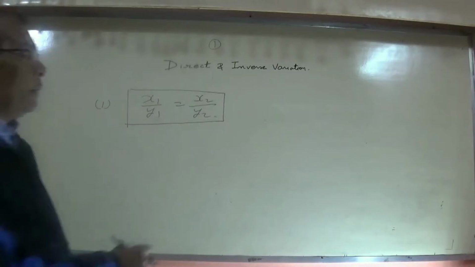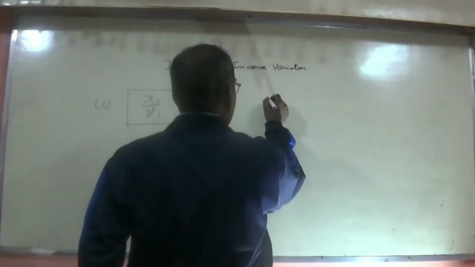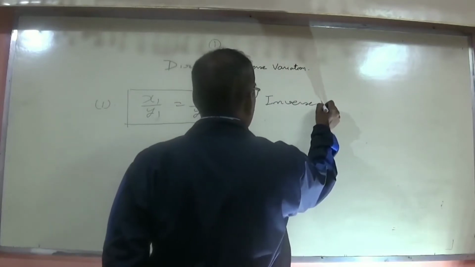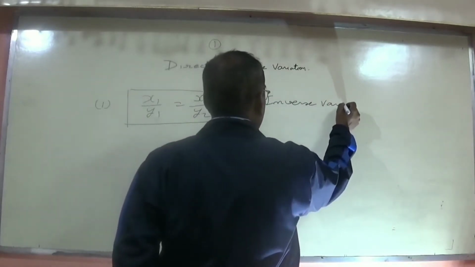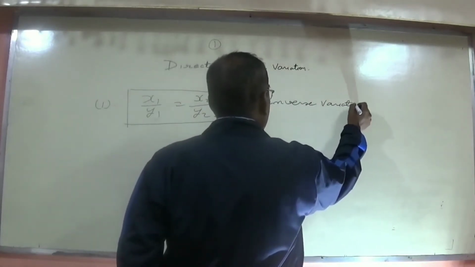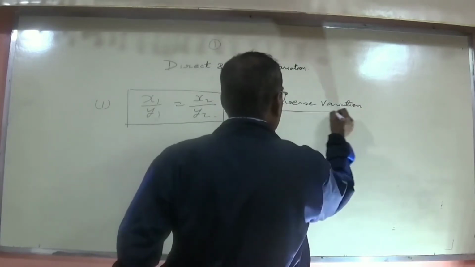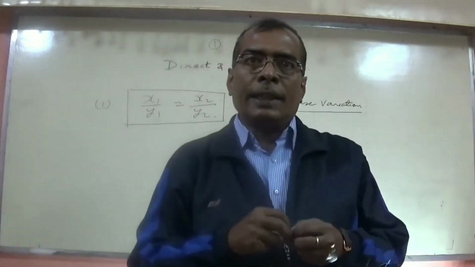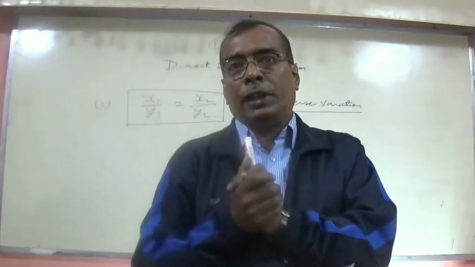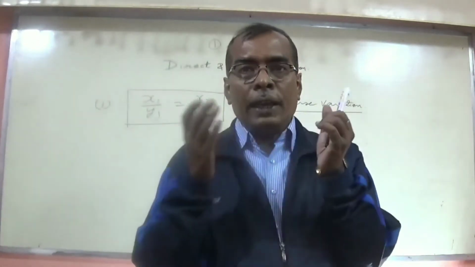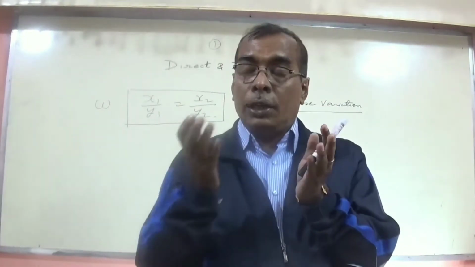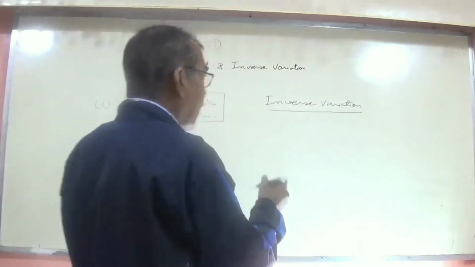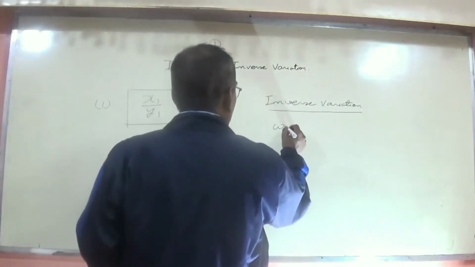Okay, now I am going to explain what is inverse proportions or inverse variations. Same thing, two variables x and y. Suppose it varies in this way: if x increases, y should decrease, or if x is decreased, then y should increase. As for examples, again, I am going to consider the number of workers.